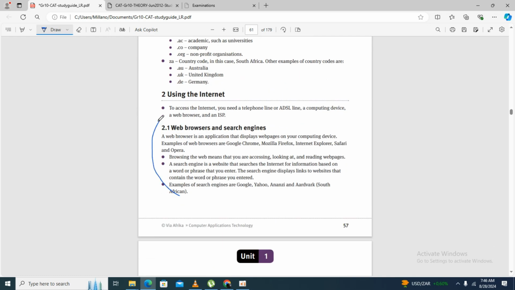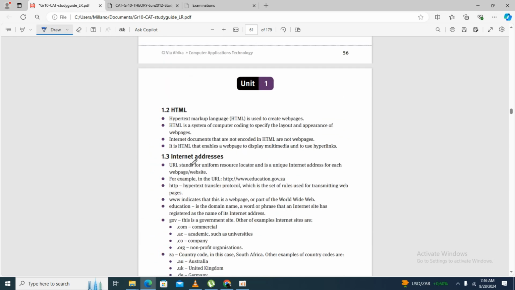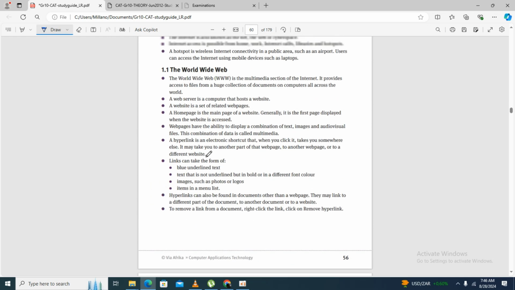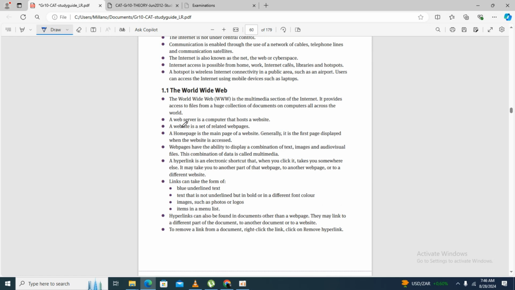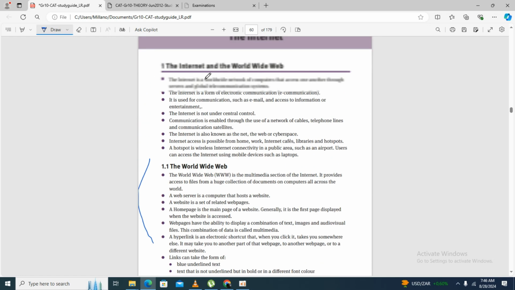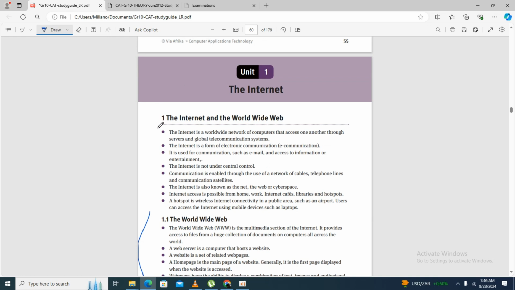You guys have to go through those, as well as web browsers and search engines. This is very important. They'll ask you this question up until grade 12. I can guarantee you that they'll always ask you what the difference between a web browser and a search engine is. Another question they'll ask you up until grade 12: the World Wide Web, a web server. But this is just the concept of the World Wide Web. They explain it in detail.